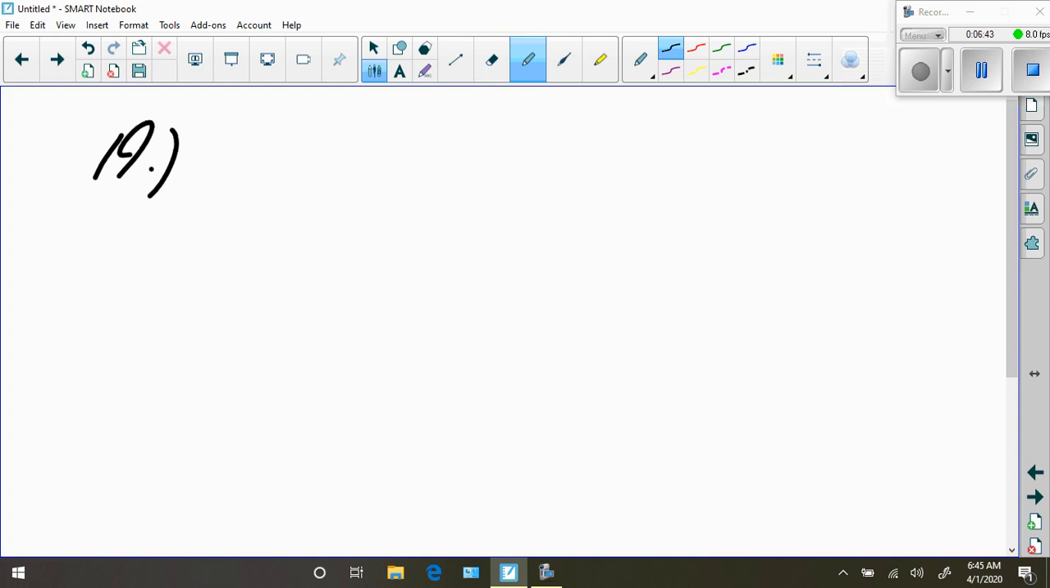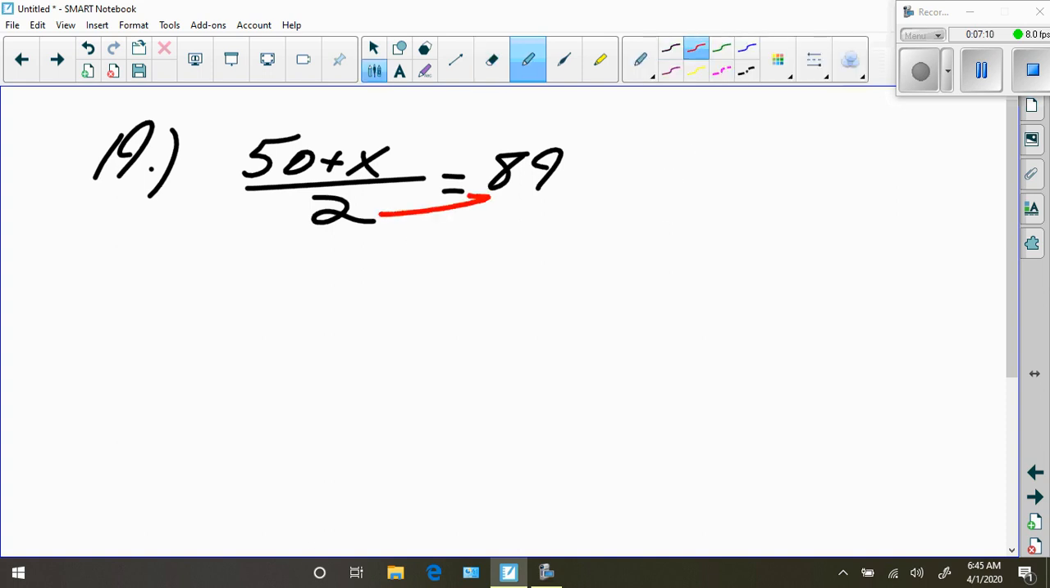Number 19. Okay, the two arcs are 50 and x. So let's divide by 2. And then the answer for number 19 is 89. Didn't we do an 89 already? We did, up on number 15. Okay, so if you remember, 89 times 2 is 178. Cross multiply. So that's 50 plus x equals 178. And then you're just going to subtract 50 and get 128.